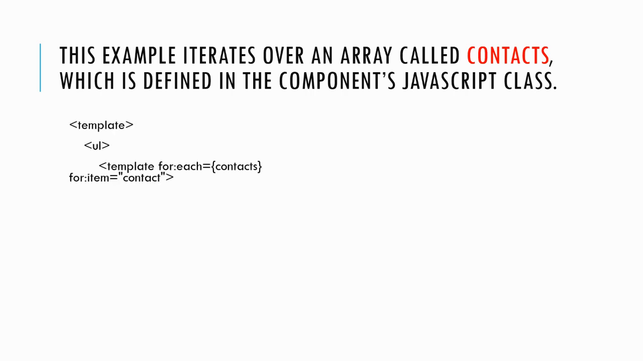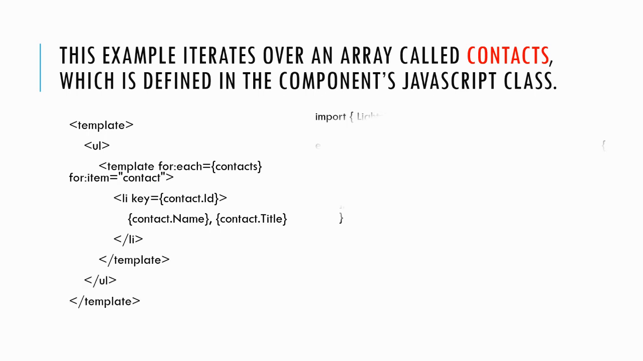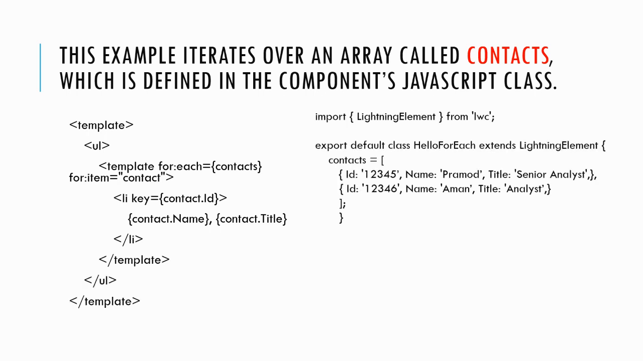So now let's see an example. Basically, we will have one contact defined in our JS file, and then we will iterate it in our HTML template. Here we have a contact with two array objects, like ID, name, and title, and we are trying to iterate this list of contacts in our HTML template.